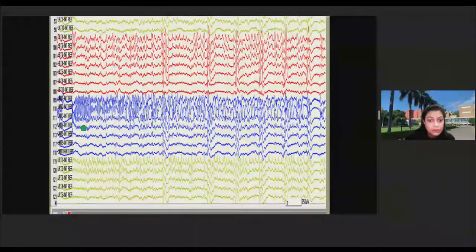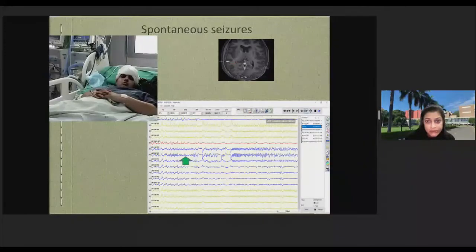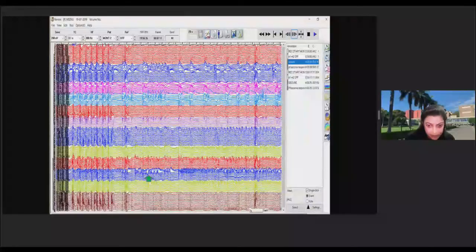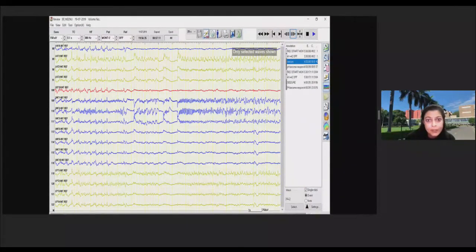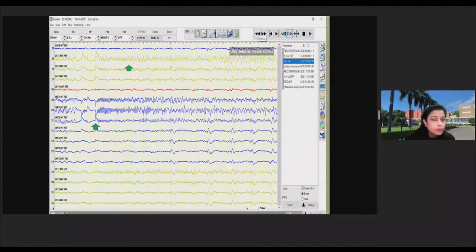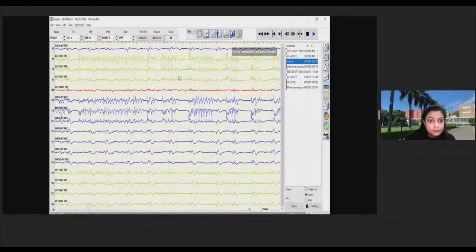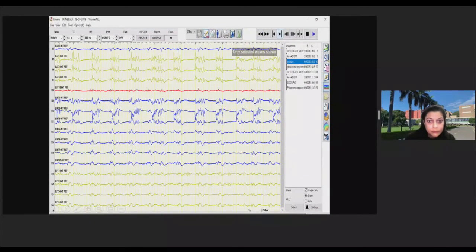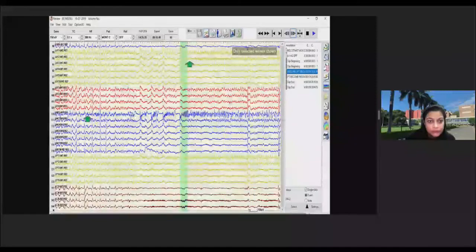evolution. Again, this is just to show you the left middle temporal inner contacts were here. Multiple events, almost similar. Left middle temporal, and then it does also go to the left anterior temporal. Very much similar, almost all events.